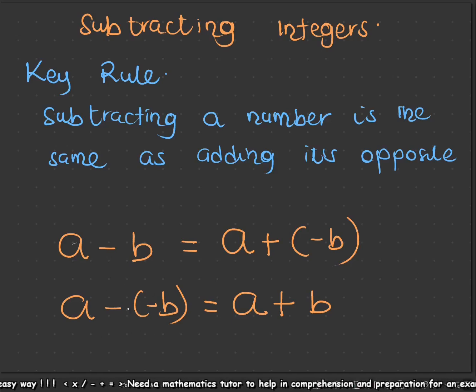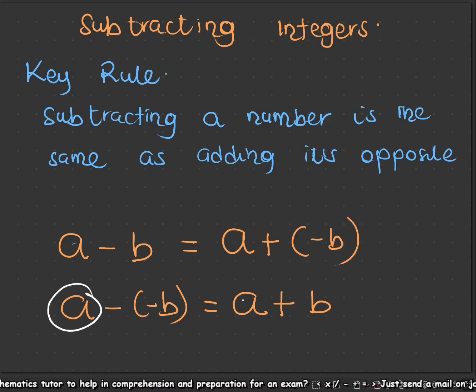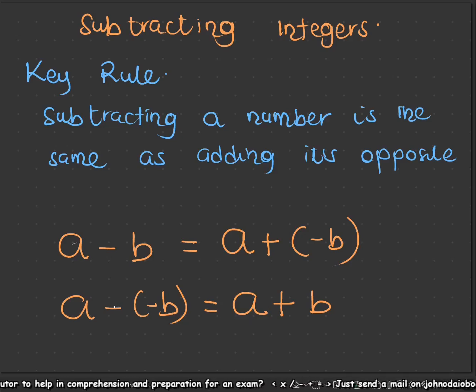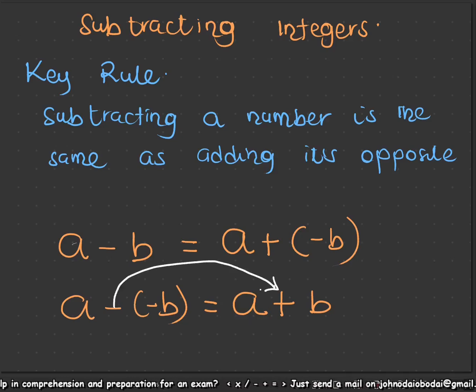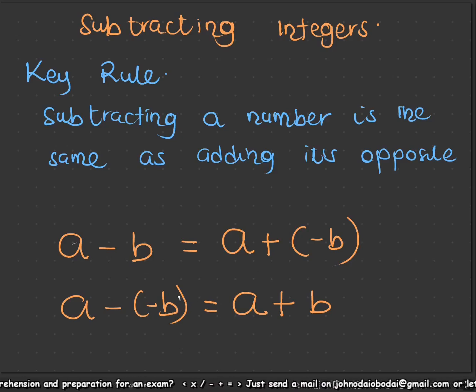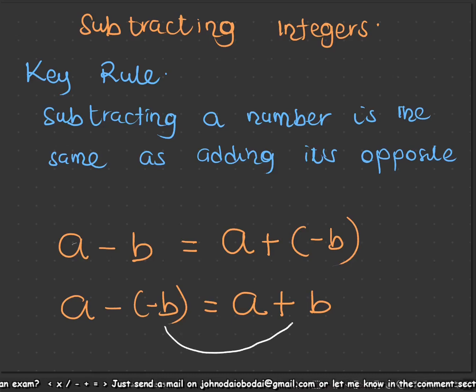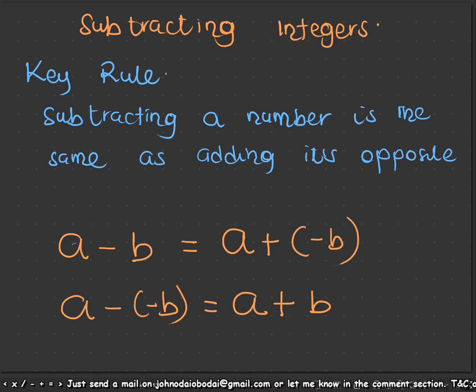But let's look at the second one over here. A minus negative B. So let's keep A as it is, change our subtraction to addition, and then we change the second integer to its opposite. The opposite of negative B is what? B. With that said, let's look at how this rule is applied.